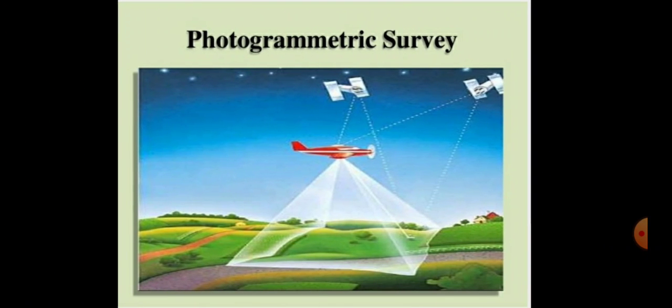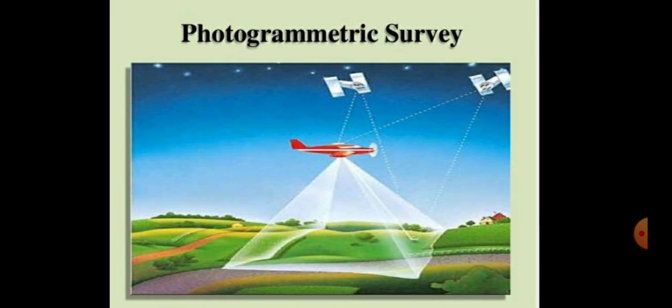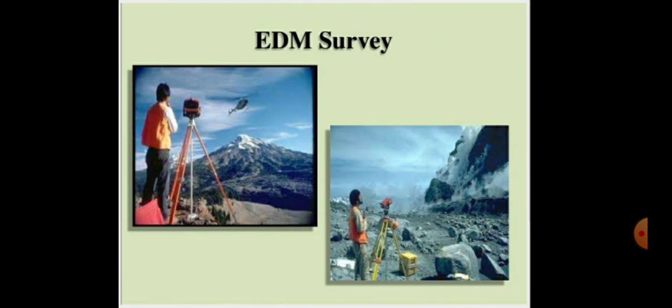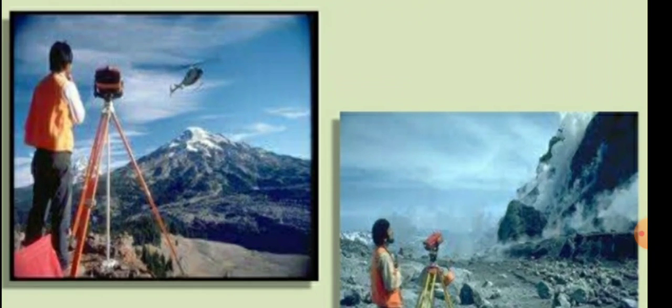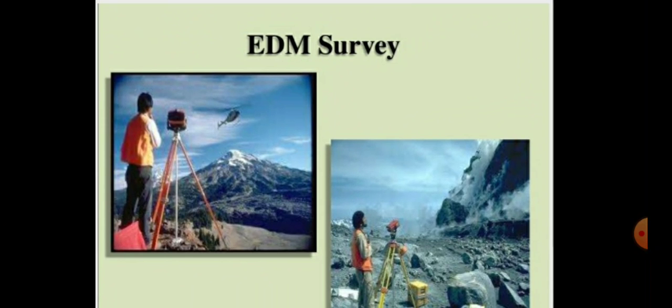This is the photograph of the photogrammetric survey. You can see the camera is mounted behind the aircraft and it is capturing photographs of the area where the aircraft moves, and further it can be monitored and considered. This is the diagram of the EDM survey. You can see these EDMs are placed in areas that are inaccessible. Like in this photograph, a man is doing a survey of the mountain where he cannot go, or it is highly inaccessible. So for that purpose, EDM or total station is used.